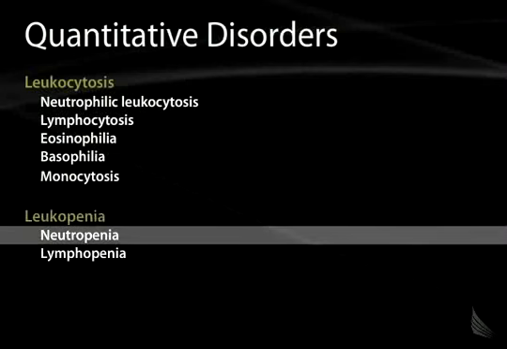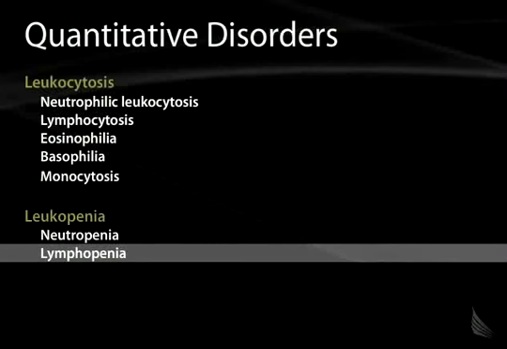Leukopenia, you primarily have neutropenia and lymphopenia because those are the 2 primary circulating white cells. If you don't see too many eosinophils, basophils, or monocytes, it doesn't often indicate a pathologic condition. However, if you are profoundly neutropenic or lymphopenic, that certainly does manifest as pathology.